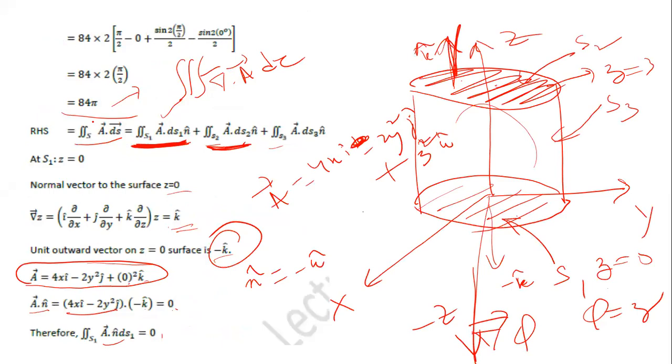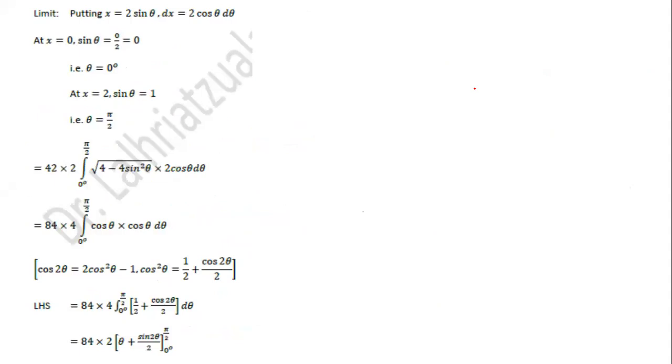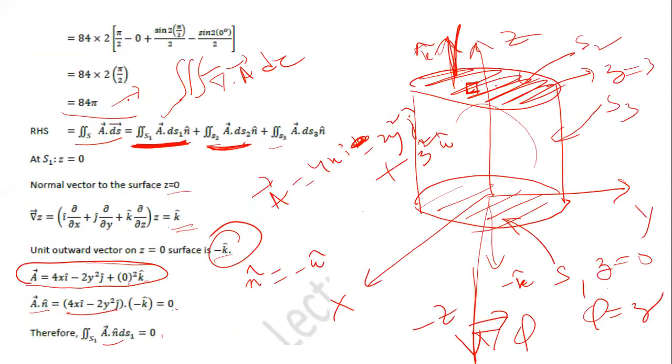This ds2 is a surface element, an infinitesimally small area element here. Now you are summing this ds2 over the whole surface, over the whole circular surface. If you are summing this ds2, this is what it does.